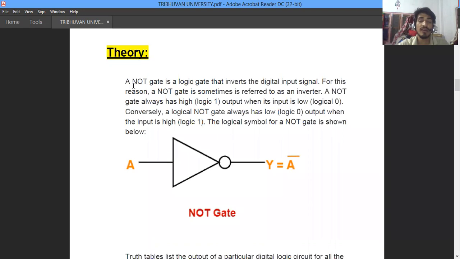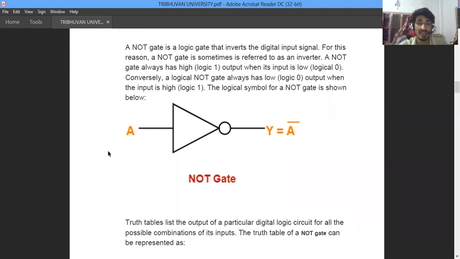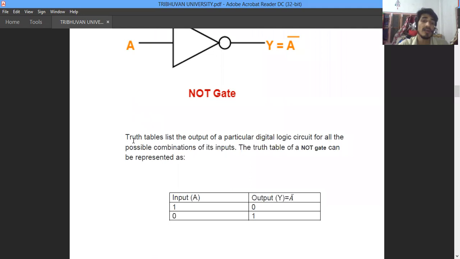This is the theory of the NOT gate. A NOT gate is a logic gate that inverts the digital input signal. For this reason, a NOT gate is sometimes called an inverter. A NOT gate always has a high logic 1 output when its input is low, that is logic 0, and vice versa. The logical symbol for the NOT gate is shown here, and the truth table lists the output of the particular logic circuit for all the possible combinations of the input.